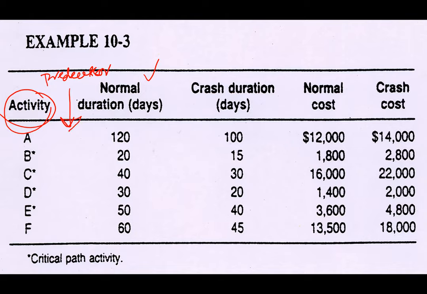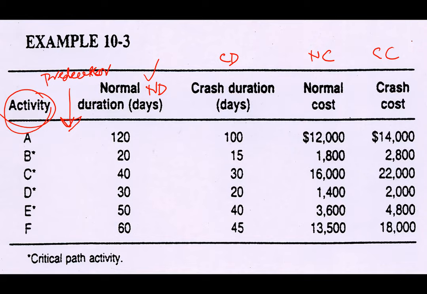We just start with the drawing straight away. And then crash duration. This is what we call ND. This is what we call crash D, CD, crash duration. Normal cost is given, NC. And then crash cost, CC. Okay, everything is given. The first step is you need to construct the network diagram.